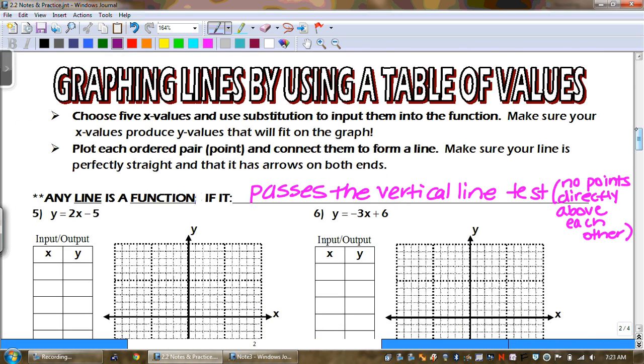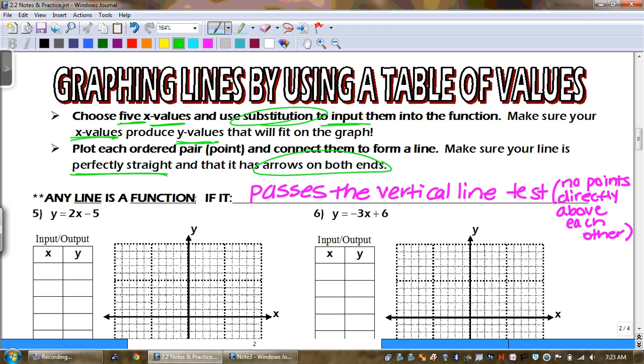All right, let's flip it over. Now, graphing lines by using a table of values. When we're doing this, we want to choose 5 x values and use substitution to input them into the function. And what that says is make sure that your x values produce y values that will fit on the graph. Because we don't want to pick numbers that are too big. Okay? And then once we do that, we plot each ordered pair, the point, and connect them to form a line. Make sure your line is perfectly straight and it has arrows on both ends.